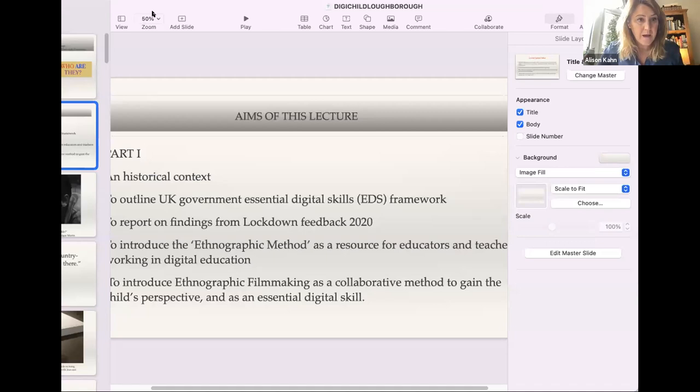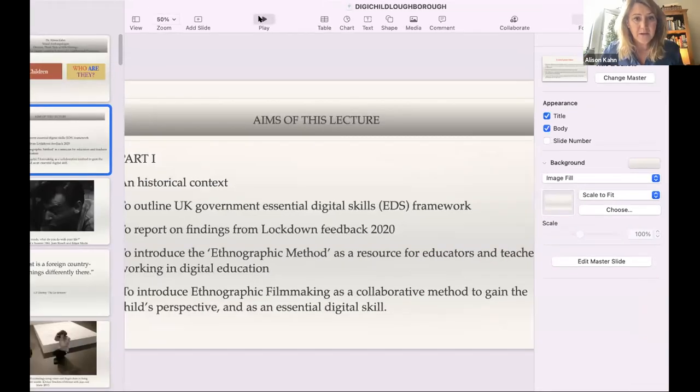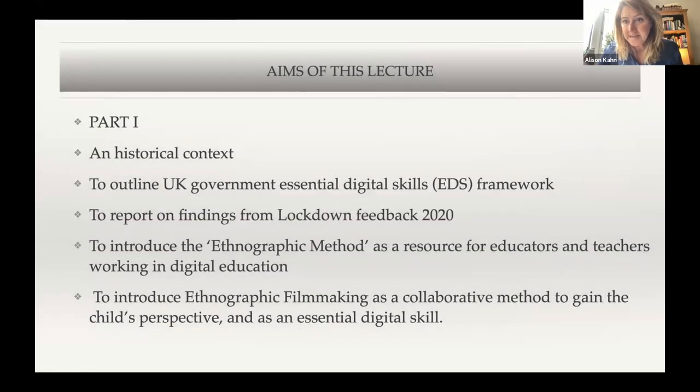So share screen, and here we go. Can you see that? Yeah. Great, you can see it.